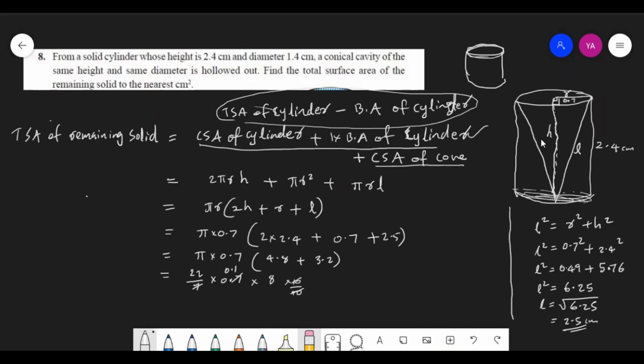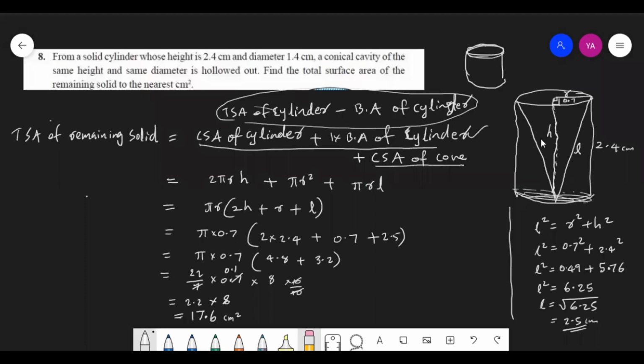What will come? 2.2 into 8 is 17.6. Just try, students. What did you get? Same, 17.6. The unit is centimeter square.